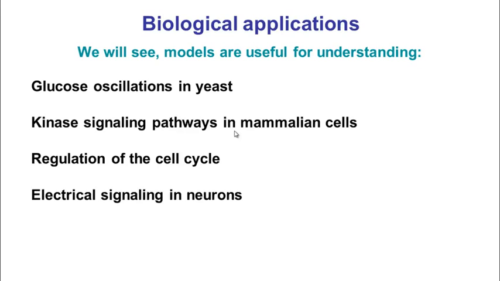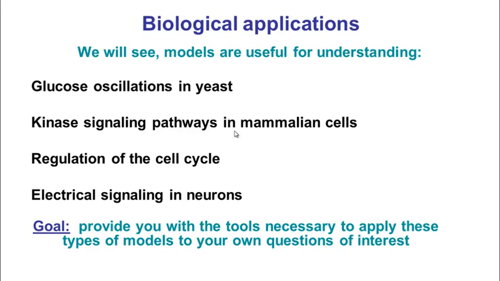And we're also going to talk about mathematical models of electrical signaling in neurons. That's another classic case where mathematical models have been really critical for getting a quantitative understanding of how the biology works. And the overall goal is to provide you with the tools necessary to apply these types of models to your own questions of interest. So some of you might be interested in some of these specific biological questions, but many of you might have some interest in some other biological mechanism or some other biological pathway. But the hope is that if we teach you the tools, you can use the same tools on whatever system it is that you have the most interest in.